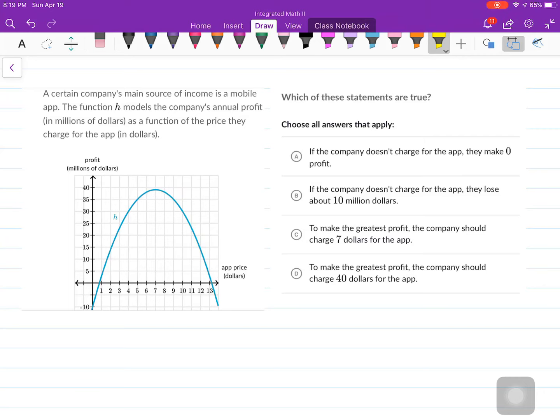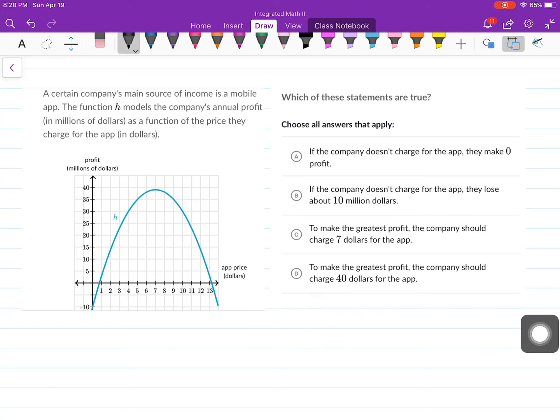Alright guys, so let's go ahead and take a look at this example here. For this one, they're giving us a graph, and they're telling us that there's a certain company that is selling an app for a certain amount of dollars, which represents our X, and they're making a profit, depending on how much they charge for the app, in millions of dollars. So based on the graph and the questions they're giving us, we're going to see which ones are true in this case.